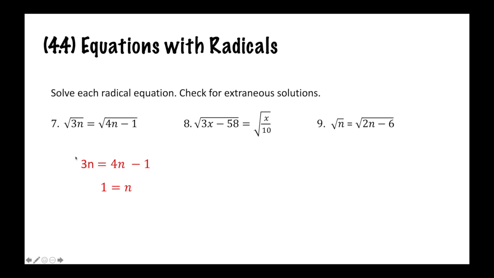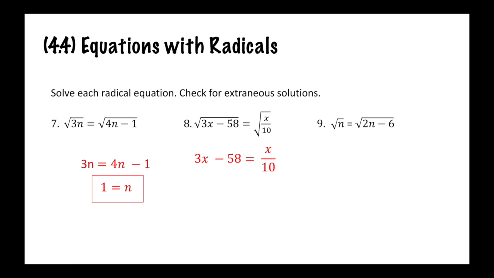And that's what I did here. So now I'm thinking that my answer is just 1. If I plug that in, on this side, I would get the square root of 3. And on this side, I'd have the square root of, this is 4 times 1, which is 4, minus 1. I get the square root of 3. So since the square root of 3 does equal the square root of 3, that is correct.